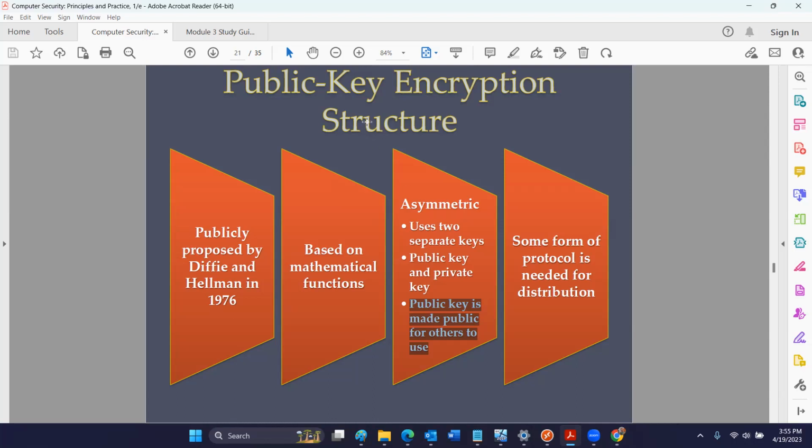With a public key method, you can give out your public key to anybody else. It's the private key that you keep. That's the one that can't get away from you. If anyone lays hold of your private key, you're screwed. But you can put public keys out there for anyone to use.